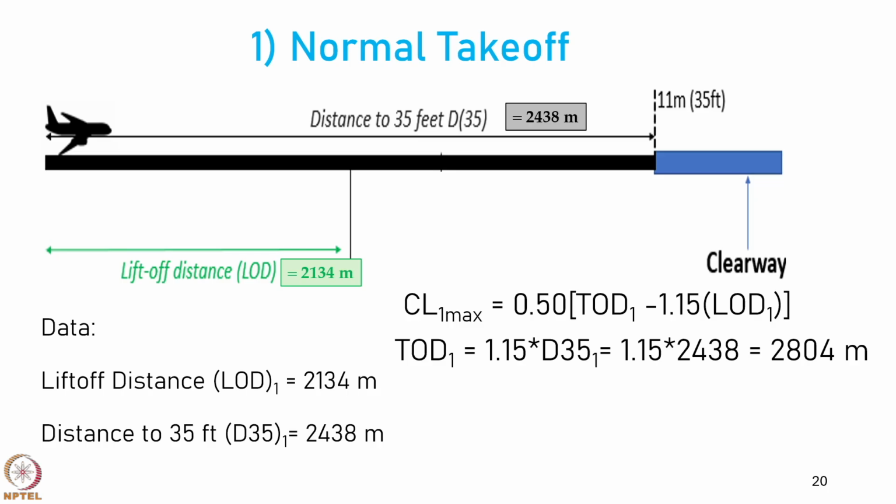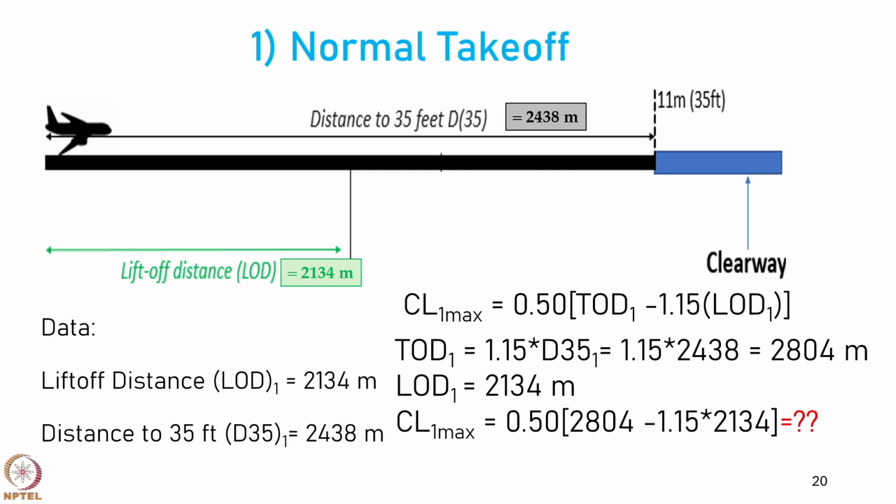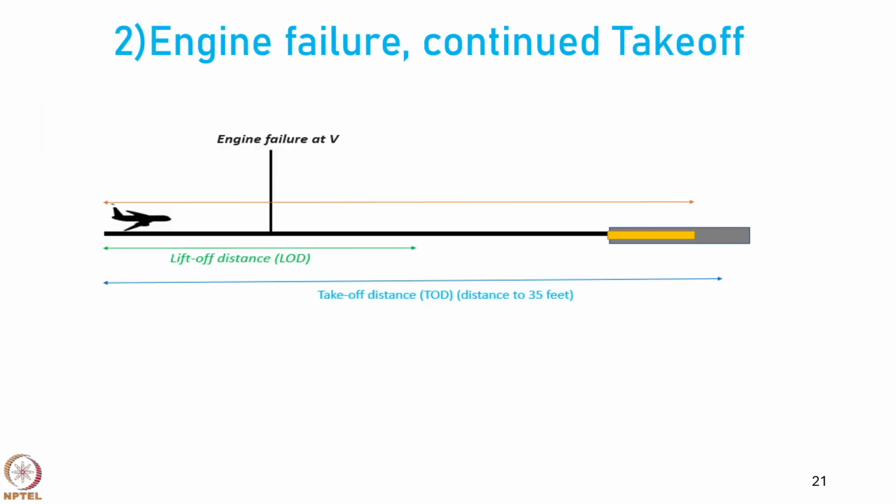TOD1, which is 1.15 times D35, was already arrived at from the previous calculations as 2804 meters. LOD1 is given as 2134, therefore CL1 max is going to be half of 2804 minus 1.15 times 2134. Please pause the video here and try to calculate the value yourself. The number comes out to be 175.26 or in short 175 meters. So, from the normal takeoff case, we find that the maximum value of the clearway can be 175 meters.